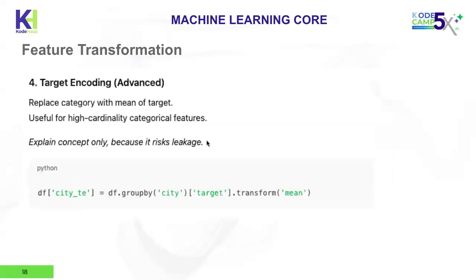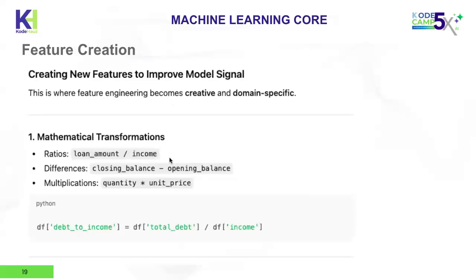Then we have what we call target encoding, right? Target encoding, which is kind of more advanced, replaces the category with the mean of the target values. It's useful for high cardinality categorical features. It risks leakage, right? It risks leakage. That is the one thing to take home from that. After that, that is feature transformation.